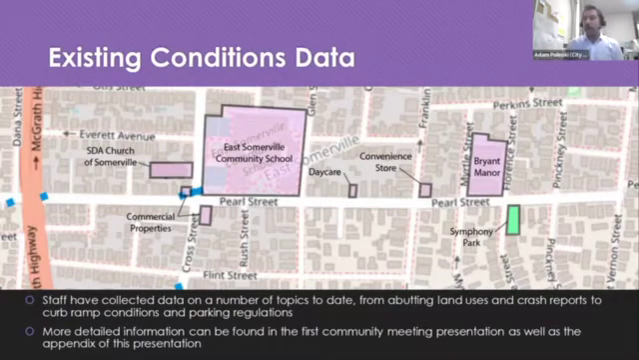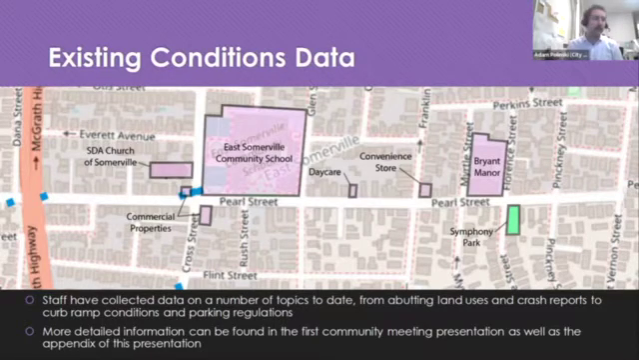So I don't want to go into too much detail here because we have gone into existing conditions data quite extensively in our last round of outreach and at the first community meeting on Pearl Street. However, I did want to highlight that there is a lot of data that we have collected to date to better understand the context of Pearl Street and East Somerville and what we can and should try to accomplish through this project.